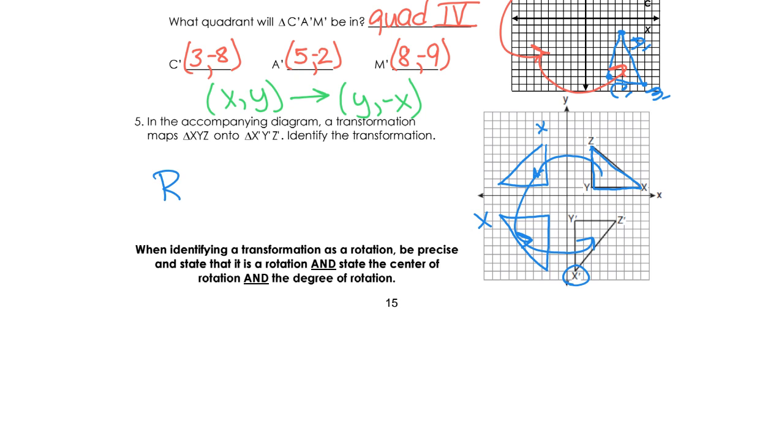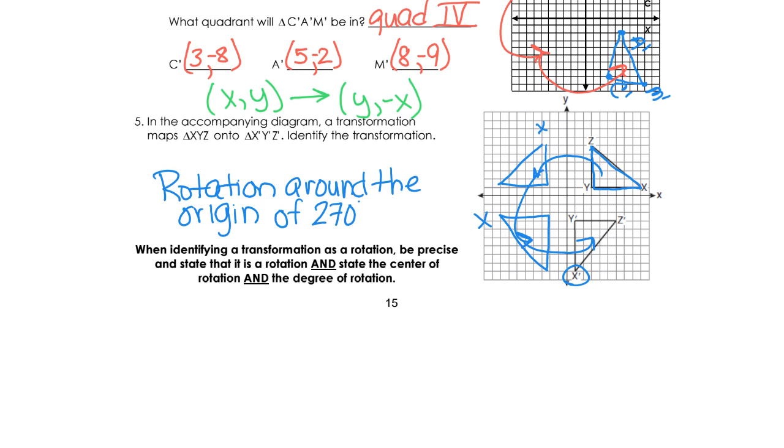And so this is a rotation around the origin of 270 degrees. With rotations, we have to remember to not only state that it's a rotation, but also the point we're rotating around, which is always going to be the origin on a graph, and then comma 270 degrees. So make sure you state that it is a rotation, the center, which is the origin, and then the degree. All right, guys, so that's how we do rotations.